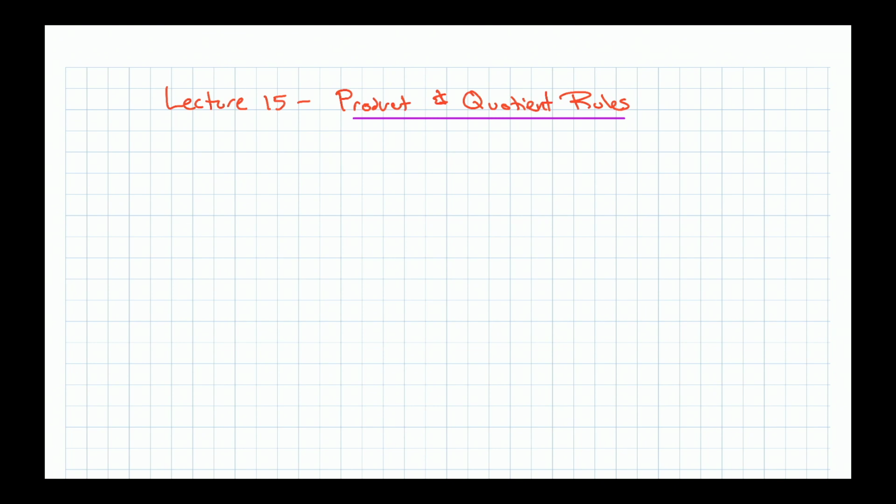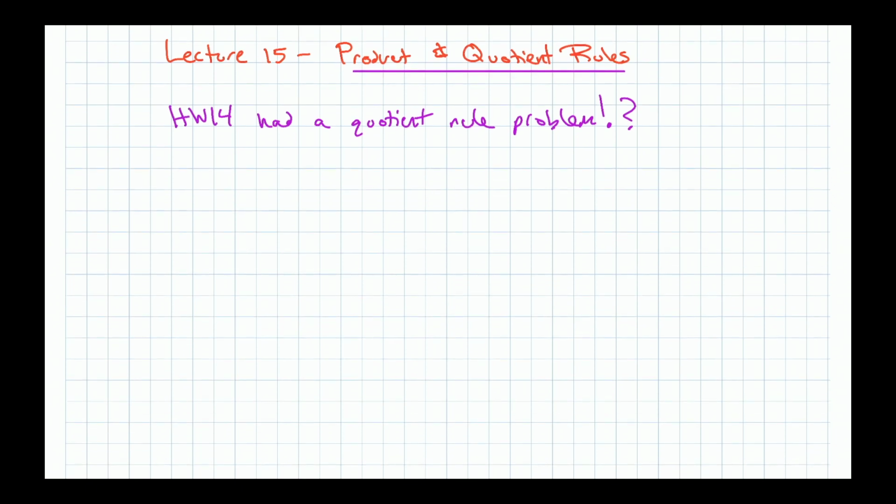What I will say, though, is keep in mind that when I was looking at the homework for the previous one, homework 14, it had a quotient rule problem on there somehow. It should not have, but it did. So for homework 14, you do need to look at this a little bit. Also, for homework 14, they talked a little bit about tangent lines, and we have not computed any tangent lines, but we will in this lecture.